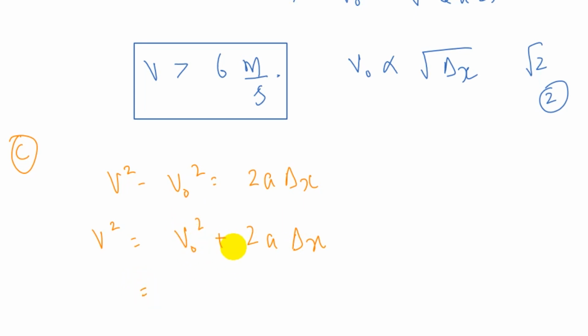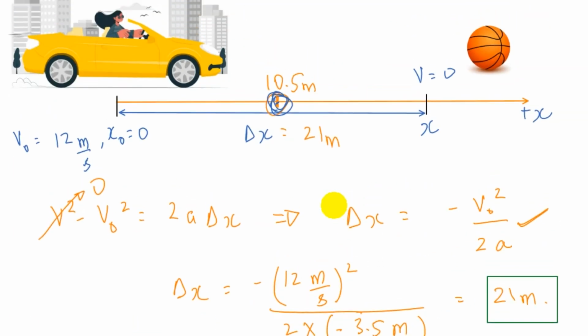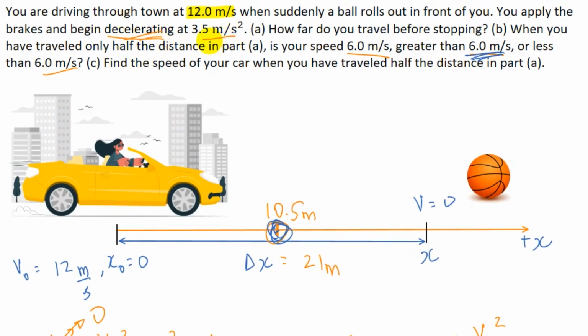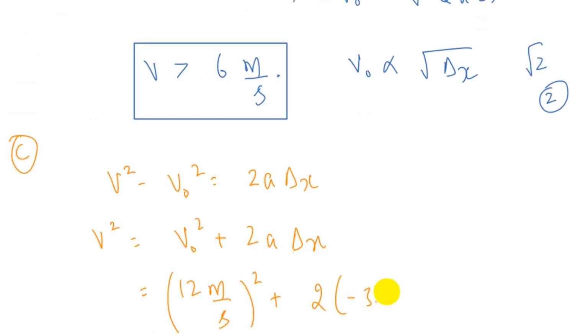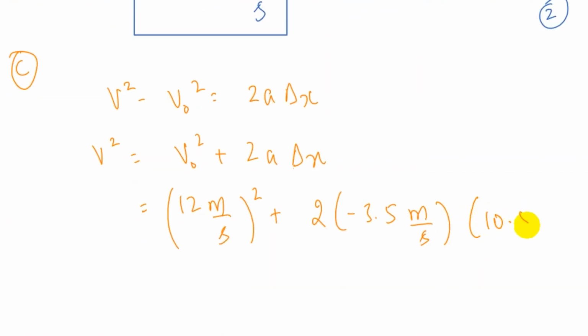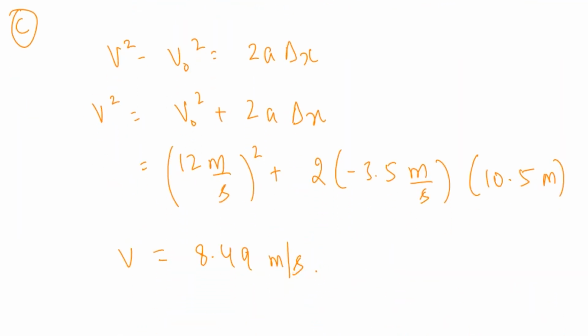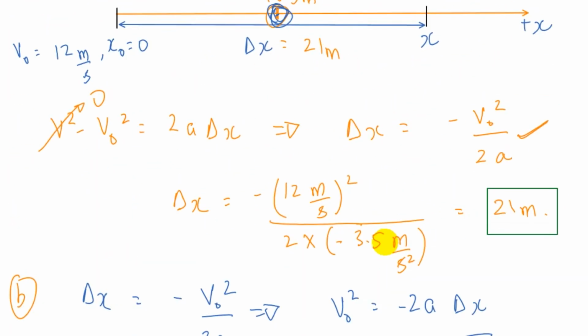Now we can put all the values. v naught, initial velocity we have 12, so 12 meter per second squared, plus 2 times acceleration. Now this is a case of deceleration, so we have to take a negative sign here, so minus 3.5 meter per second squared times delta x. Delta x, we have to take half of this value, that is 10.5, and this is in meters. Now we can solve this by using our calculator, and we'll get the value of v to be 8.49 meter per second, and hence we have verified also that the velocity will be greater than 6 meter per second. Therefore the velocity is 8.49 meter per second at this position.